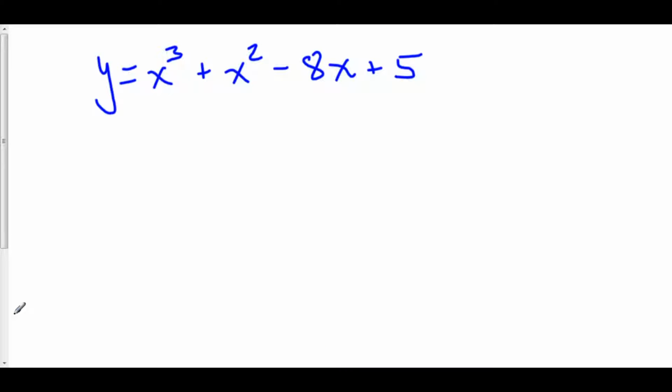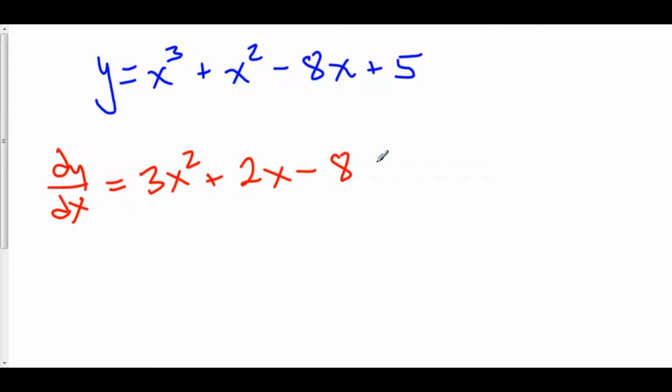y equals x cubed plus x squared minus 8x plus 5. Where is y increasing and where is y decreasing? Well, first, let's find dy dx. dy dx is equal to 3x squared plus 2x minus 8. And let's set this equal to 0. To solve this, we can factor.